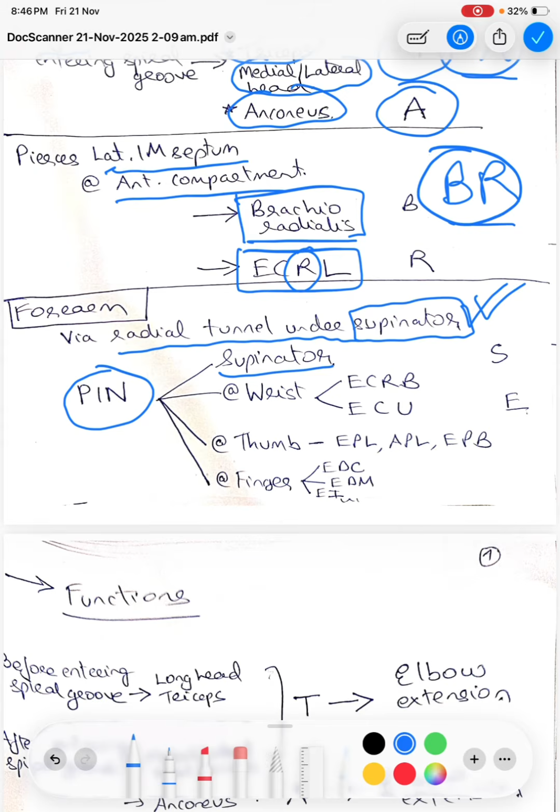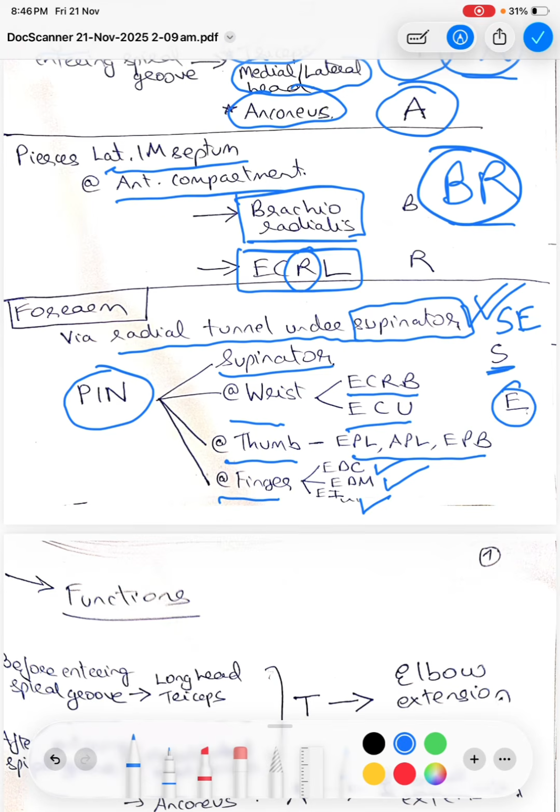It supplies the wrist extensors, that is ECRB, ECU. It supplies the thumb muscles, EPL, APL and EPB, and it supplies the finger extensors, that is extensor digitorum communis, extensor digiti minimi and extensor indicis. Am I making sense? So in the forearm, it supplies SE, that is supinator, and all the extensors.